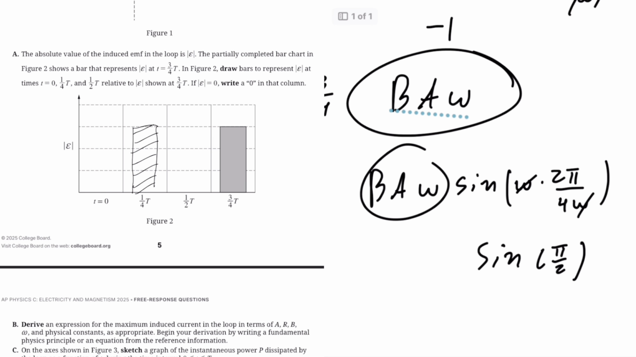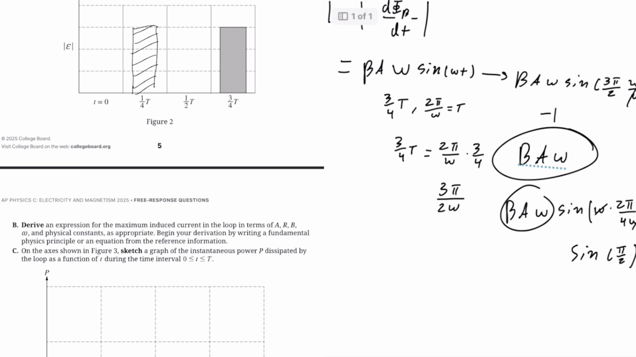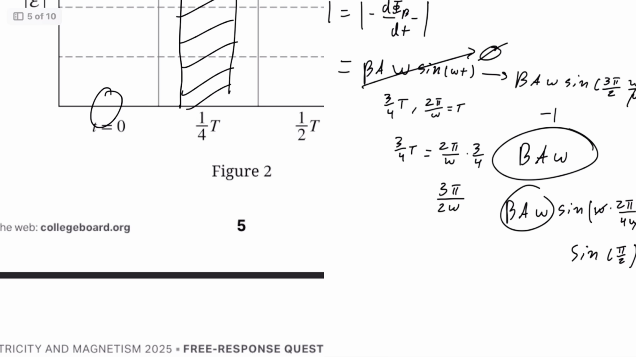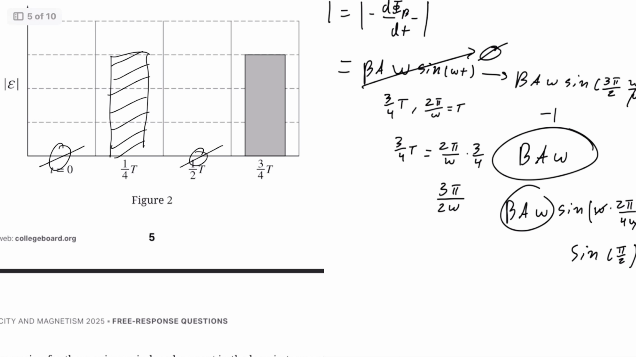But now let's think about the other times. If I plug in 0 to this sine equation, sine of W times 0 is sine of 0, and sine of 0 is just 0. Knowing that sine is a periodic function, the induced current will be 0 there, and it will be 0 here because sine is a periodic function, right?